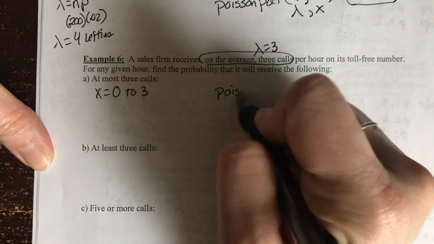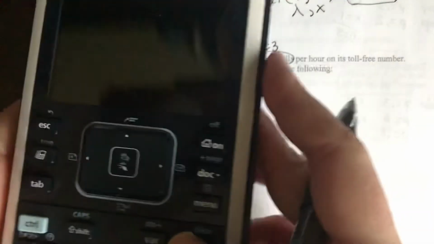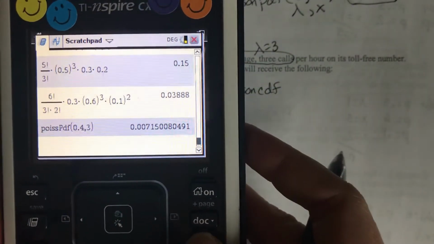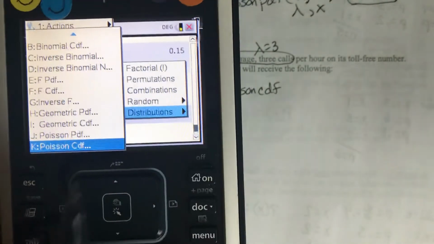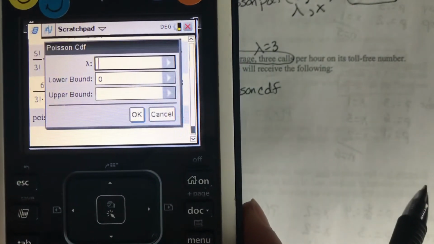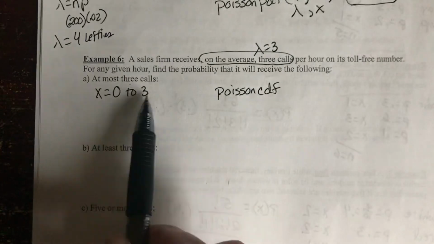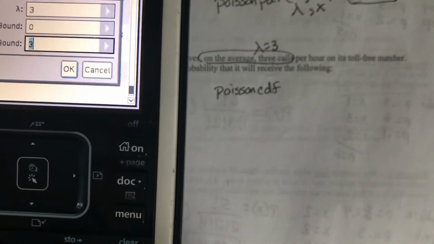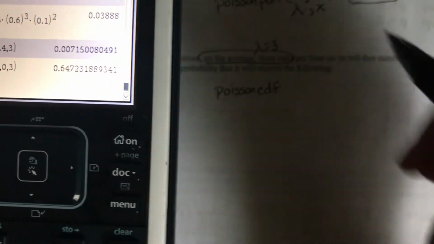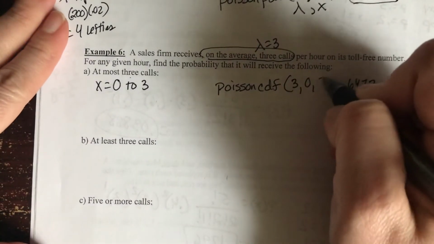So you would go back in your calculator, you would pick Poisson CDF this time. Okay, here we go. Menu, probability, distributions, way bottom right there, Poisson CDF. Lambda is 3. The lower bound is 0. The upper bound is this 3. And we get an answer of 0.6472. Lambda, lower bound, upper bound.